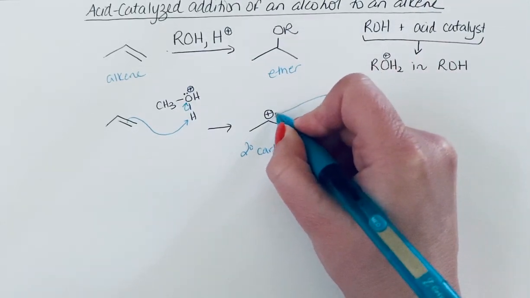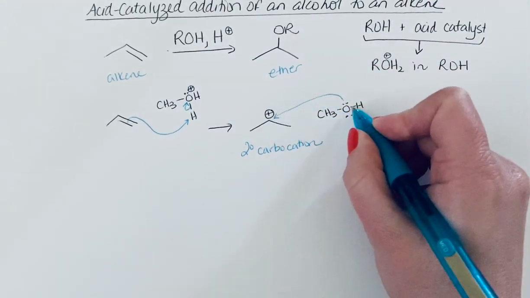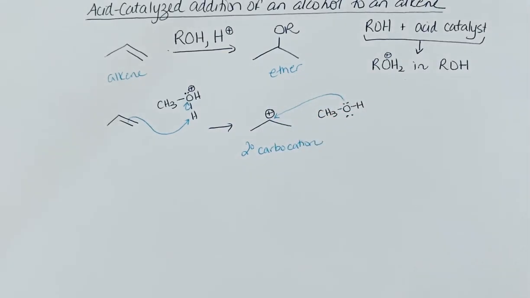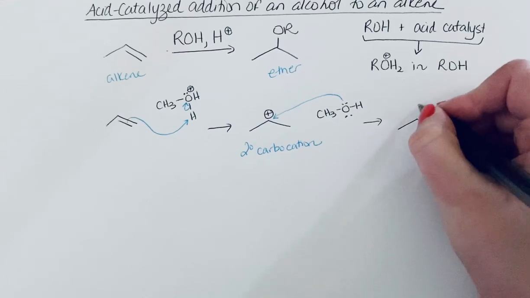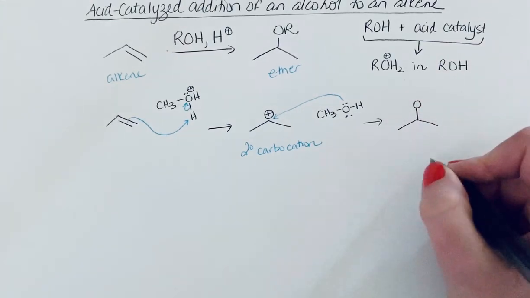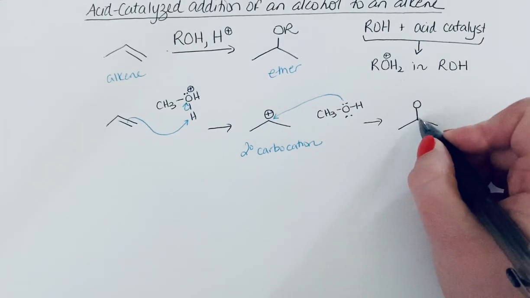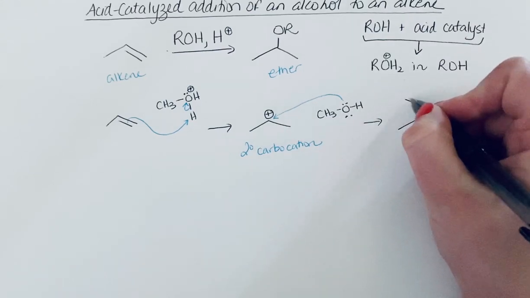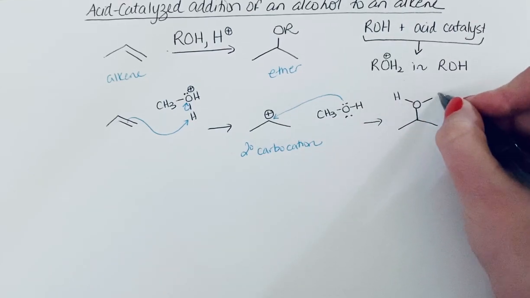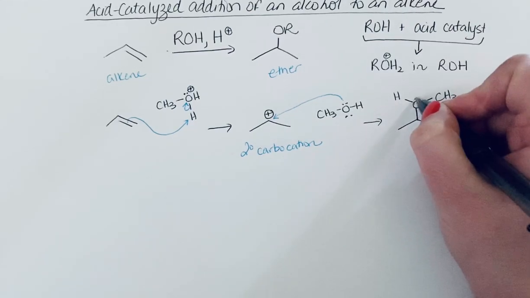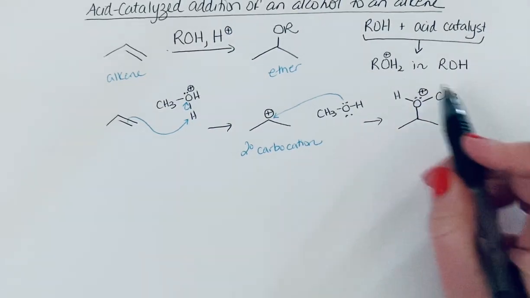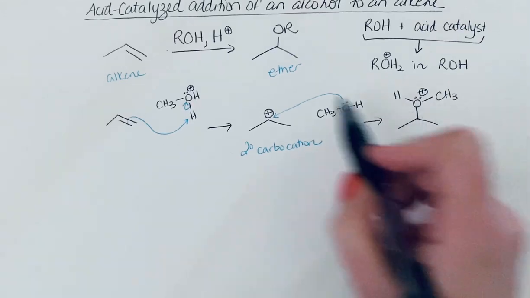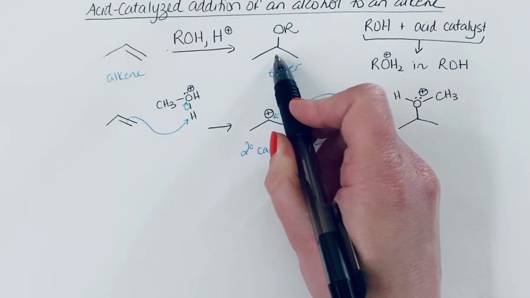So we have those. Lone pair of electrons on the oxygen will form a bond with that positively charged carbon atom, which will give us this structure. So there's our new oxygen-carbon bond. This oxygen has a bond to hydrogen, and it also has a bond to that methyl group. So this right now looks like a protonated ether, so very close to that final structure of an ether.